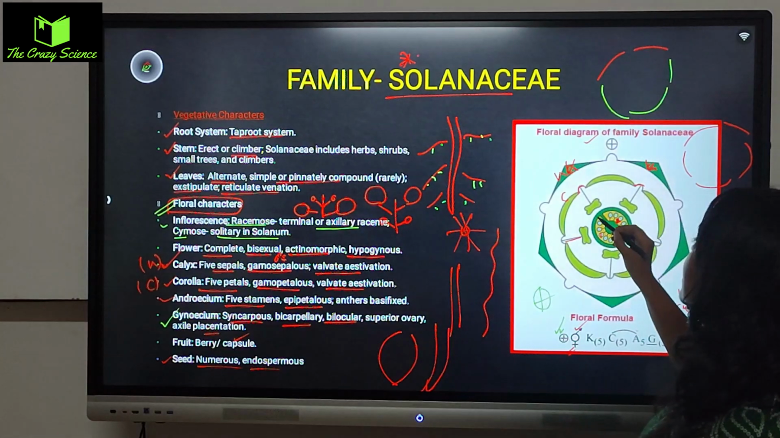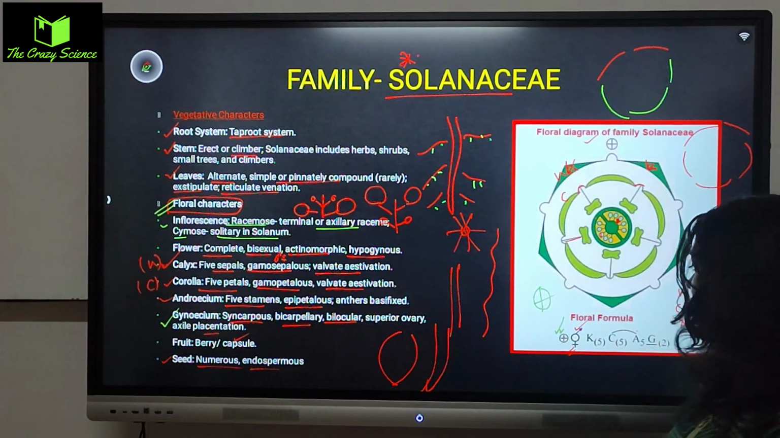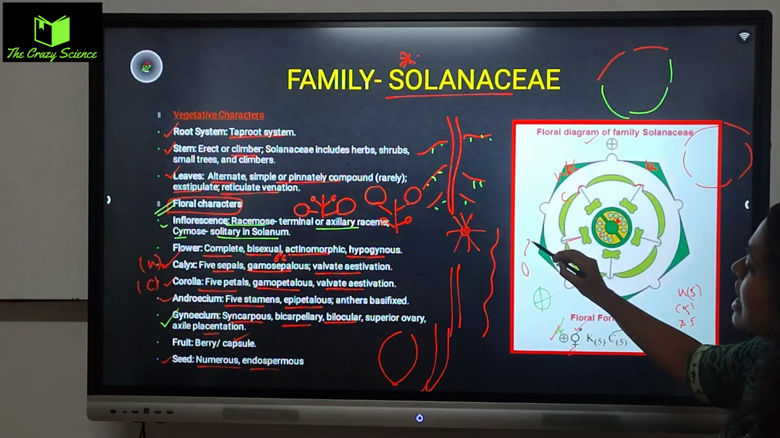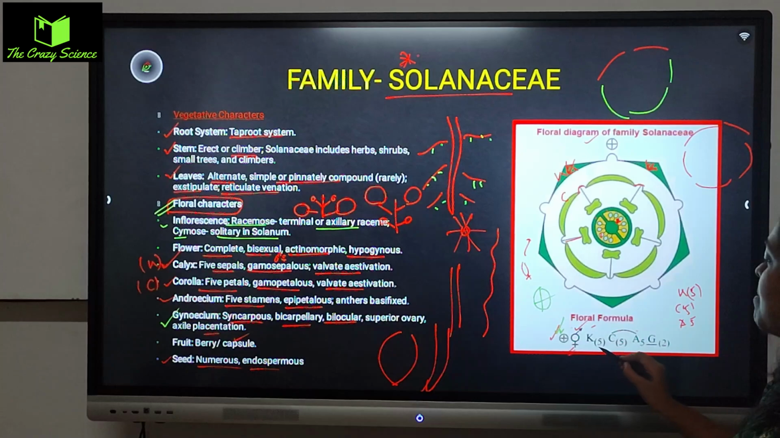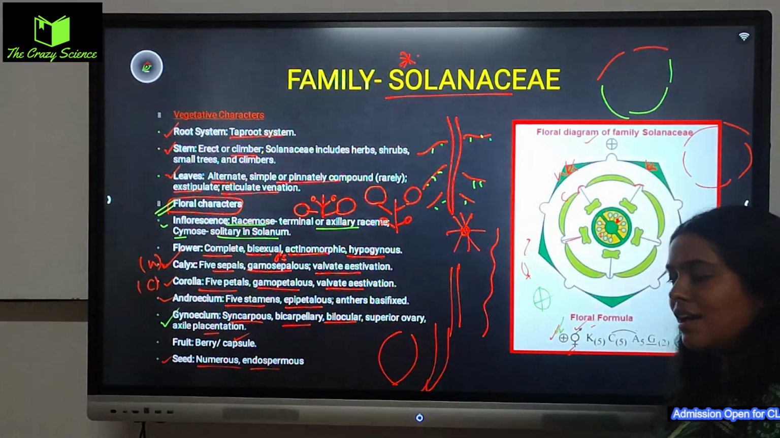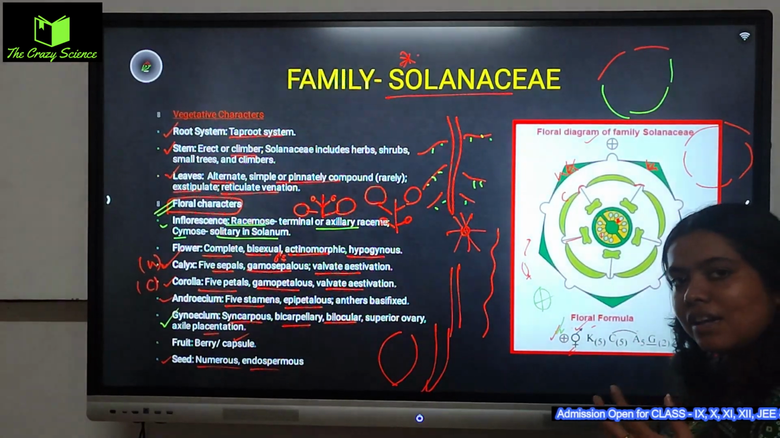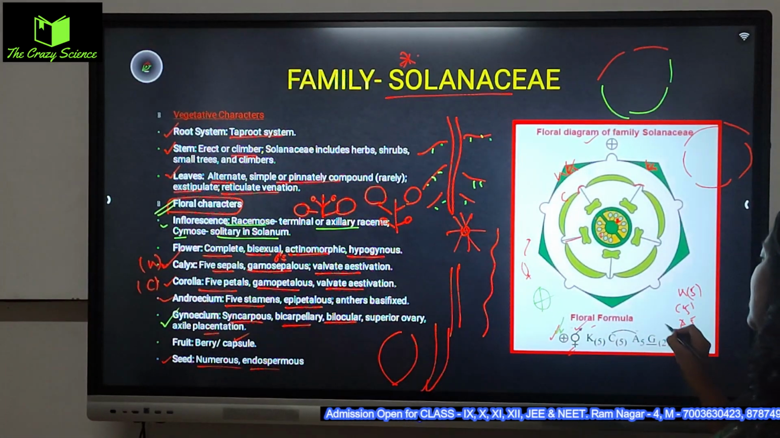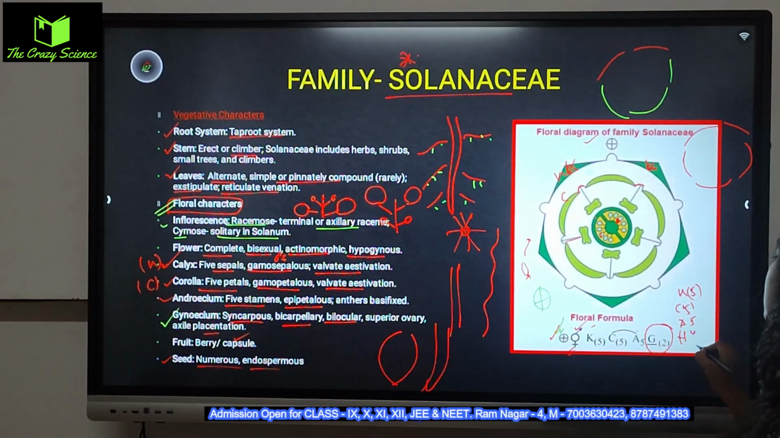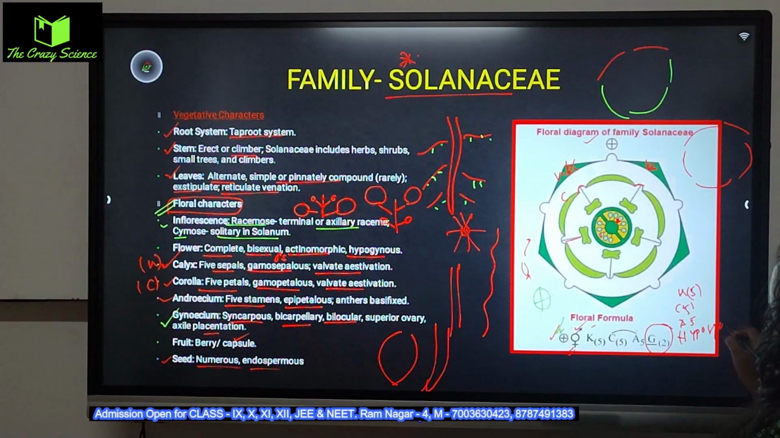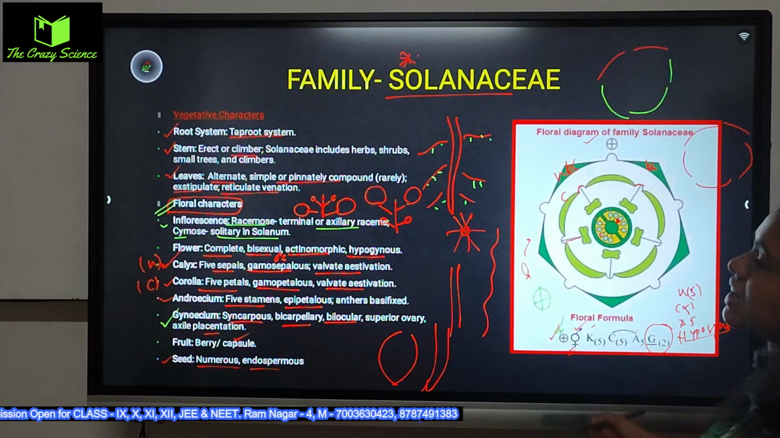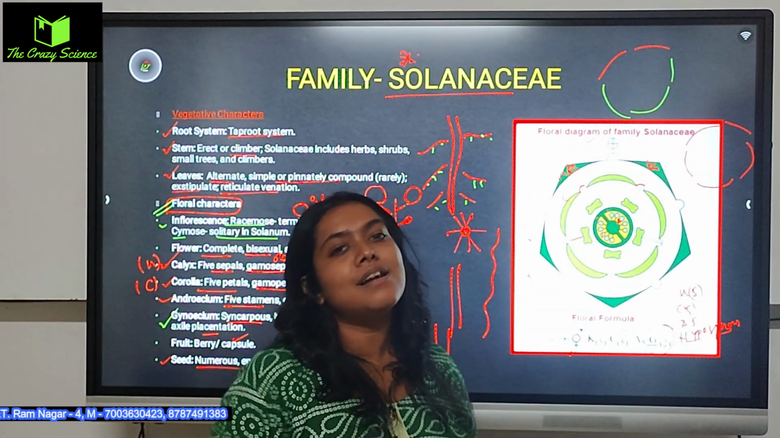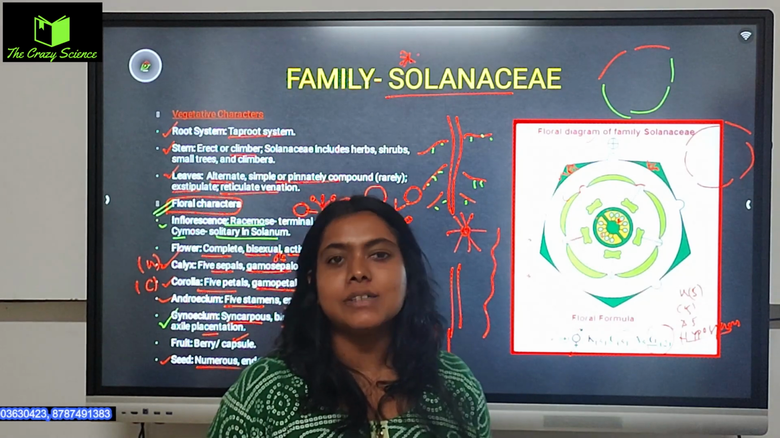inside it the ovary will be bilocular, this is one locule, this is one locule, that's it. And this is the floral formula, this is actinomorphic bisexual, we put the sign above, plus below, and K we write for calyx, C for corolla, A for androecium, and G for gynoecium, 2, and G is hypogynous. Hypogynous means the ovary is superior, then the androecium, means gynoecium is superior to the androecium. It was there in the morphology part.